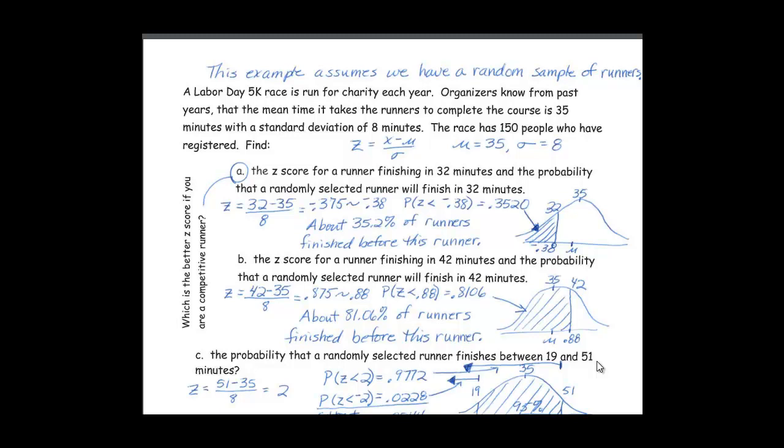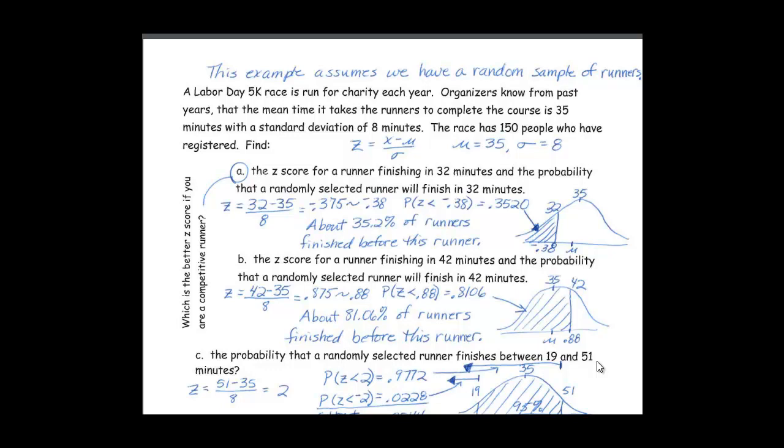Okay, in this video and the next video, I want to give you a little more practice with using z-scores, converting and finding the probability associated with the z-score and vice versa. In this first example, we have a Labor Day 5K race that is run for charity.